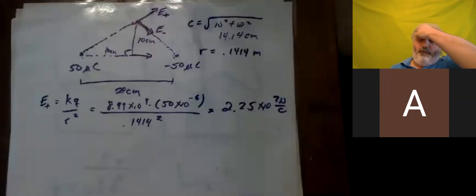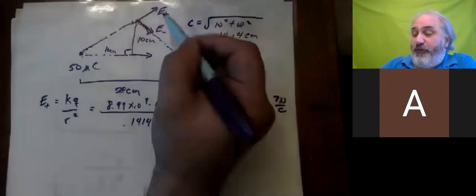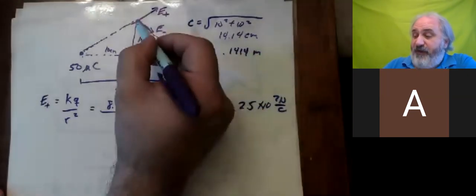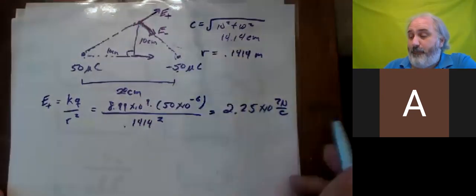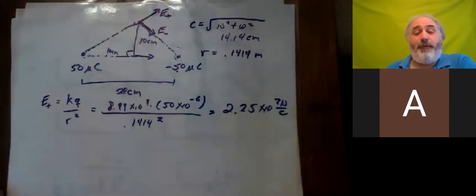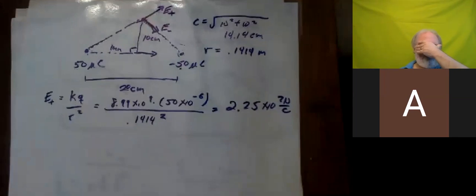Okay. Now, the good news for us is when I go to do the electric field for the negative charge, it's going to be the same size Q, the same distances. It's going to be the same number. So E minus is the same number. That's super easy.